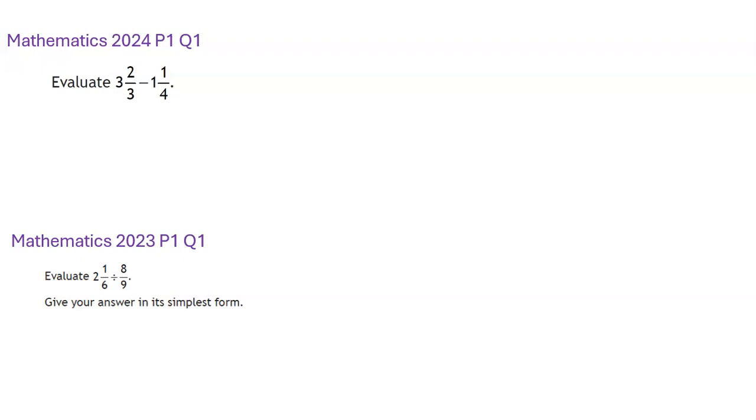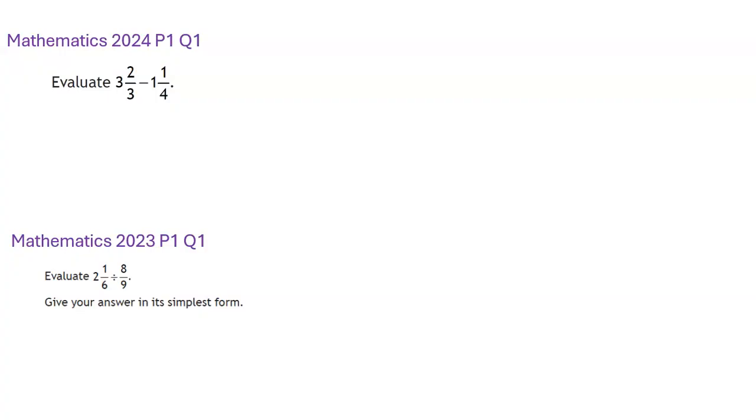Now the first one: evaluate 3 2/3 take away 1 1/4. There are two ways to approach it. We can either write them both as improper fractions, or deal with the whole numbers separately, the fraction parts separately, and then combine them together. For this one I'm going to illustrate that second method: whole numbers together, fractions together, and then see what the entire thing says.